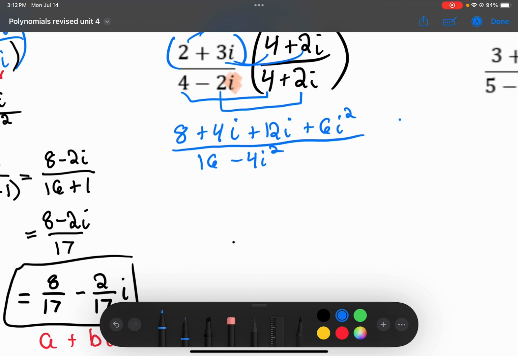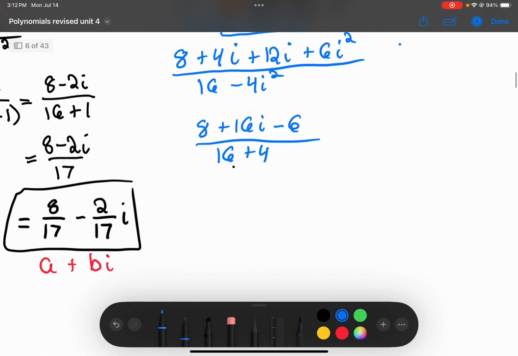Simplifying our numerator, we have 8. It's going to be plus 16i. This is going to turn into minus 6 all over 16 plus 4. Remember that i squared turns into negative 1, so the signs there will change. 8 minus 6 is going to give us 2 plus 16i all over 20.